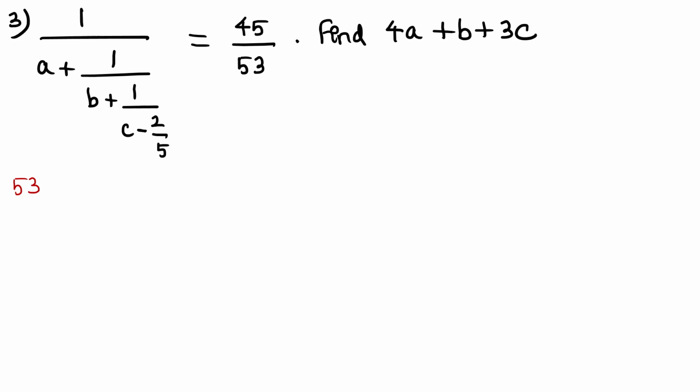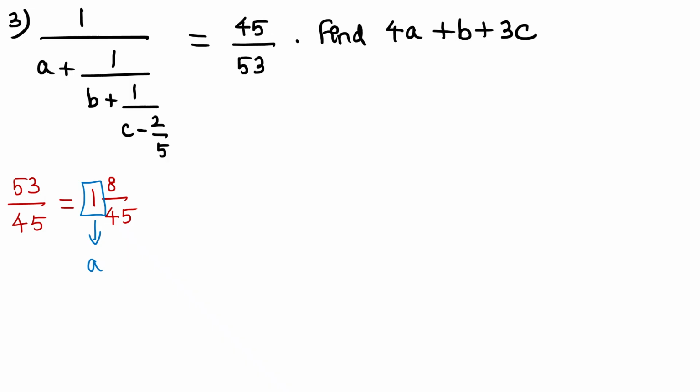So when you write it as an improper fraction, I'll be getting 53 by 45. Convert this into the mixed form. When you convert, I'll get 1 and 8 by 45. So this 1 indicates your A value. Then you have 8 by 45, right?